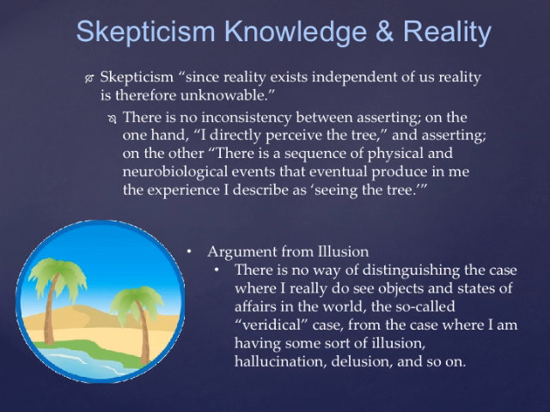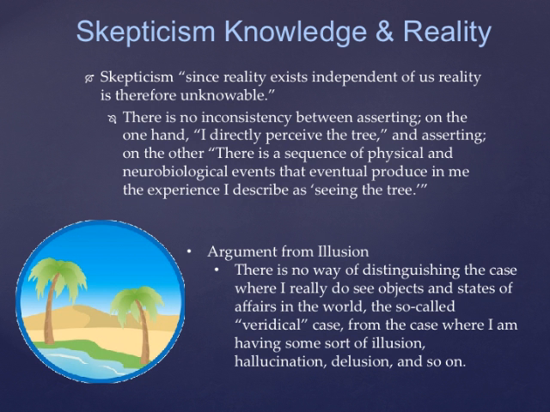To that, Searle states that there's no inconsistency between asserting that on the one hand I directly perceive the tree or book, and asserting on the other that there's a sequence of physical neurobiological events that eventually produce in me the experience I describe as seeing a tree. Just because there is a set of neurological processes that eventually produce the image doesn't mean that I don't directly perceive the tree. Now, this is the fallacious argument that he states. Just because the neurological processes are subjective to me does not mean that I do not perceive the tree. And he mentioned this with the last slide, that just because it's mediated, just because the Atlantic Ocean was discovered by us through subjective processes, doesn't mean that it does not objectively exist in the outside world.